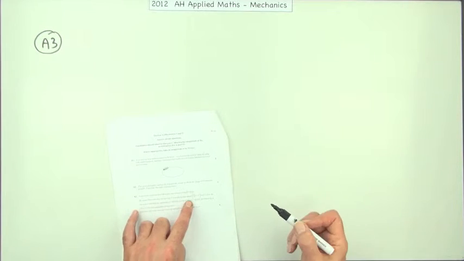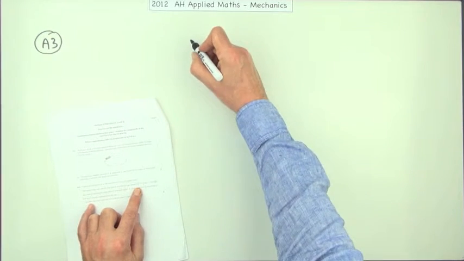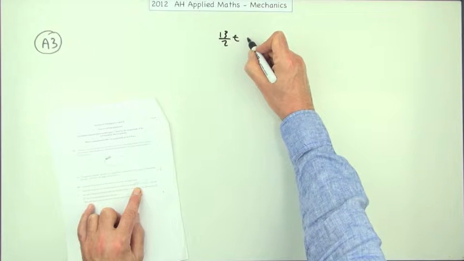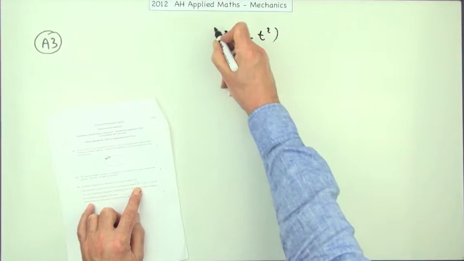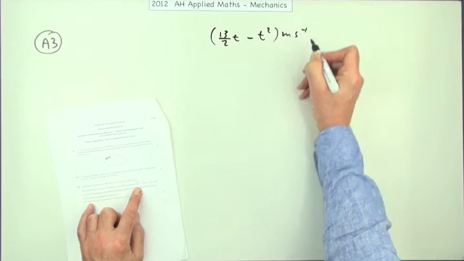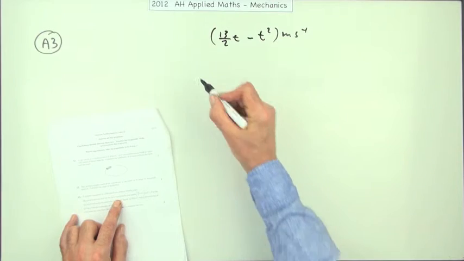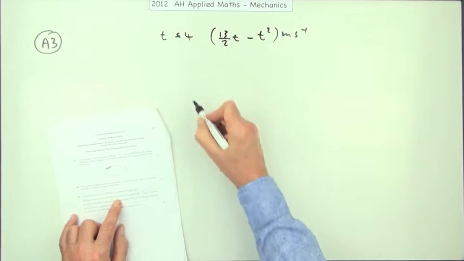Starts from rest and for the first 4 seconds has got this speed. And there's an acceleration, but it's not a constant acceleration. It follows this formula: 13 upon 2 t minus t squared metres per second. So there we go, that's a parabolic path for the graph there. And that's for t up to 4 seconds.